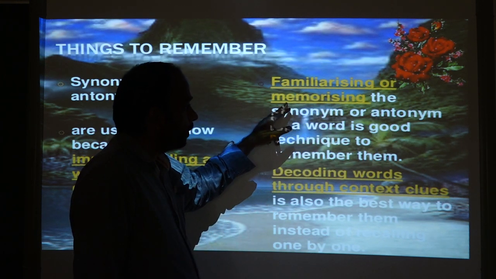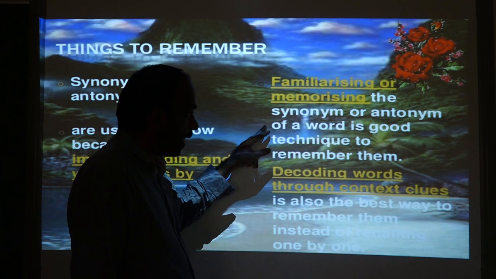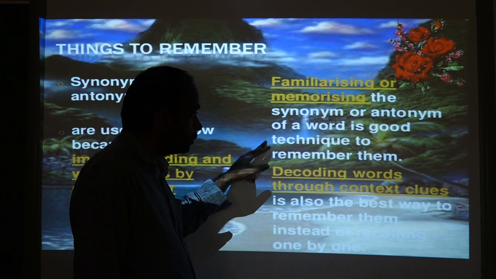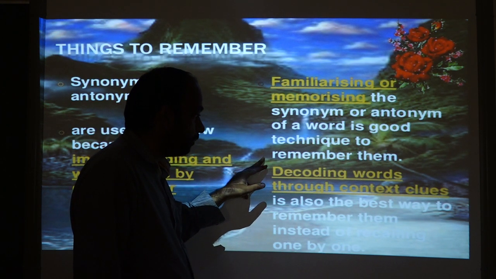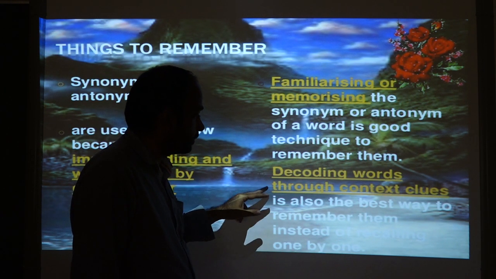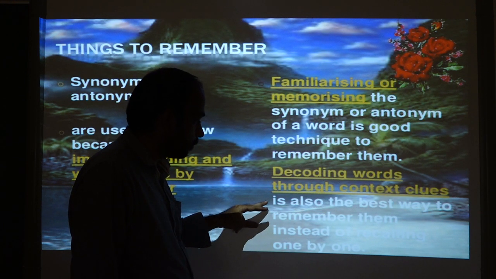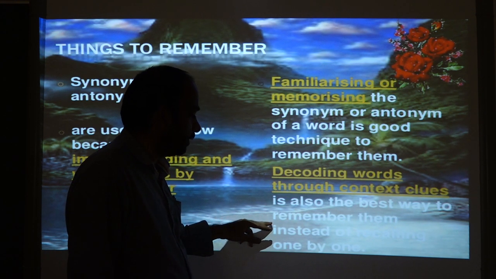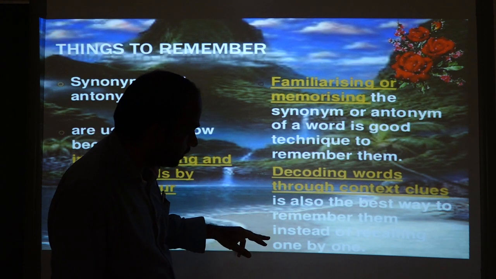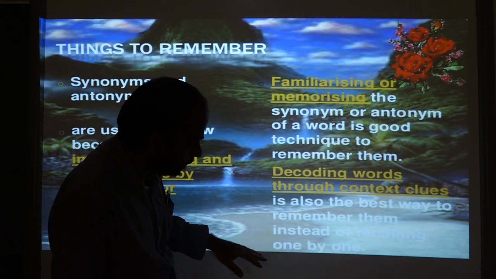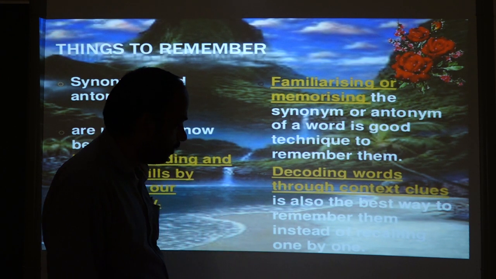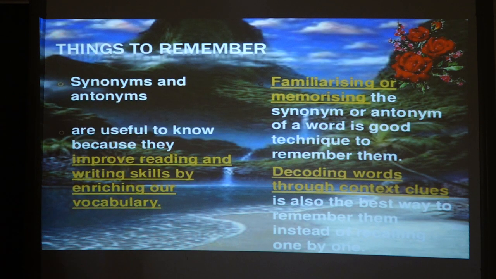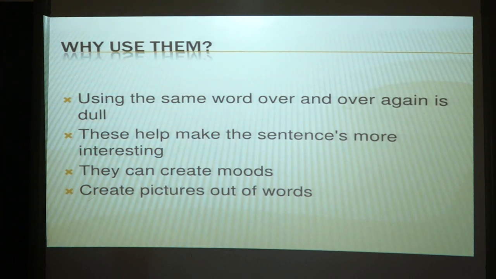Familiarizing or memorizing the synonym or antonym of a word is a good technique to remember them. Decoding words through context clues is also the best way to remember them instead of rote memorizing one by one. So these are some things we need to improve our word power.